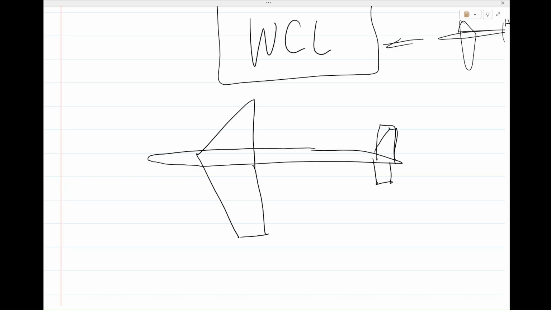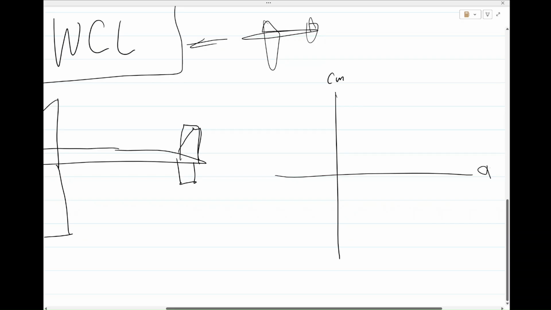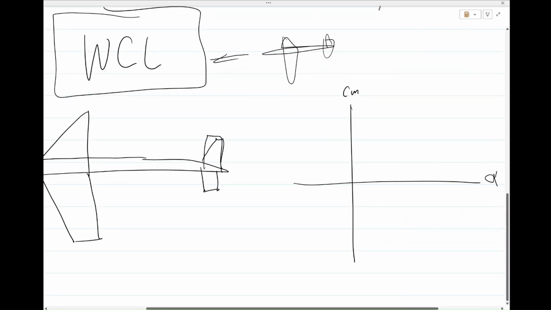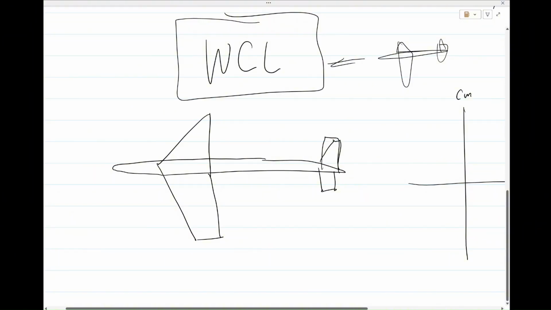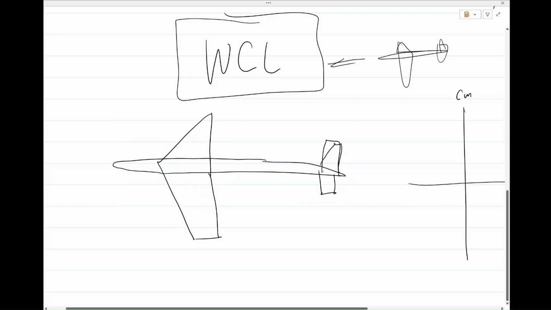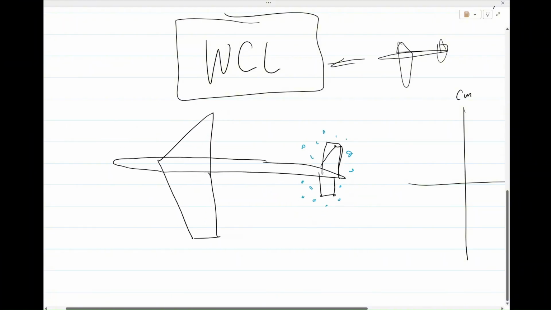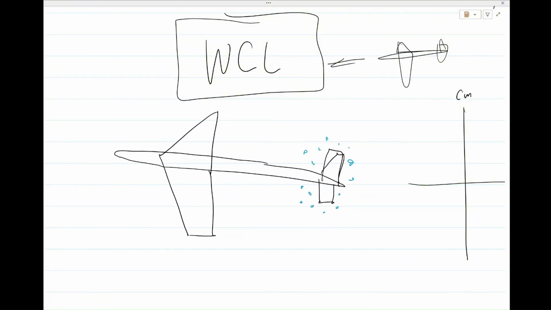Let's understand coefficient of moment in the most basic way. Cm versus alpha, right? We already know that alpha is our angle of attack. What happens when we pitch up? As we pitch up, look at the tail. Recognize that there's air everywhere, a bunch of air all around, up, above, and below. As we pitch up, the tail runs into a bunch of air, right?